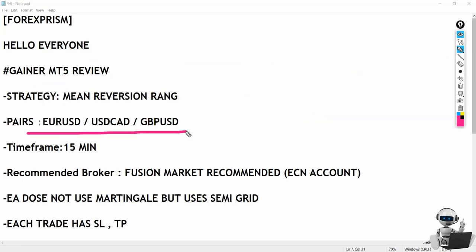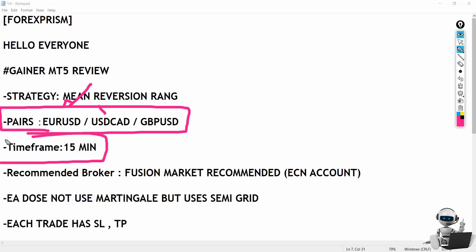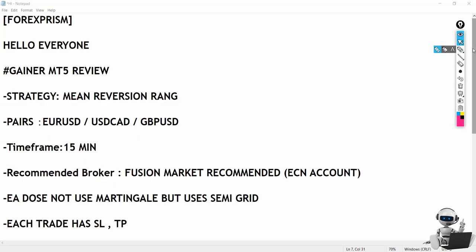It works on the Forex major pairs, which are EUR/USD, USD/CAD, and Great British Pound USD. The 15-minute time frame you can use with any broker, standard account, no problem, spread, no problem.